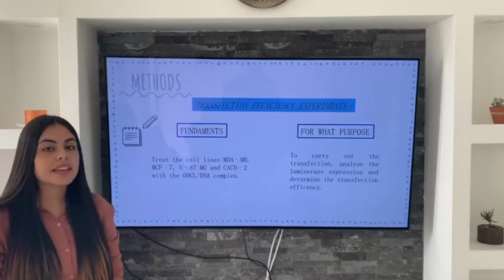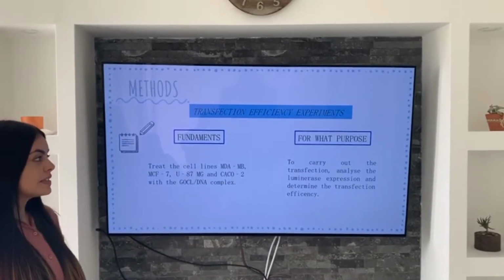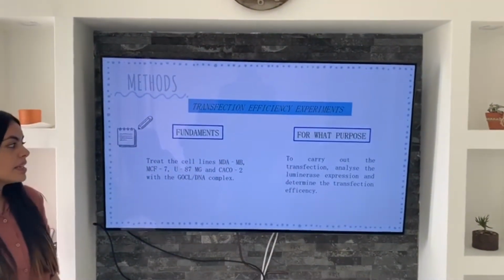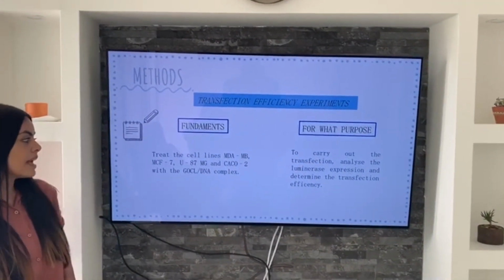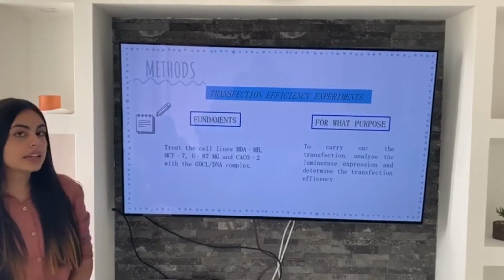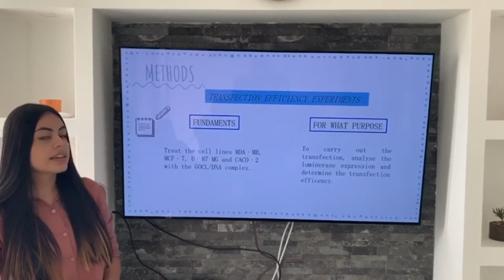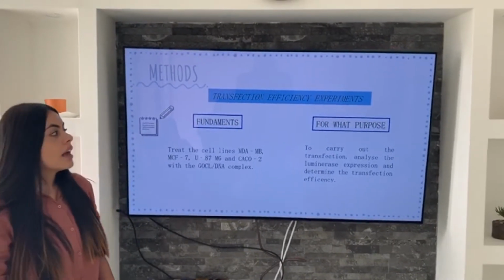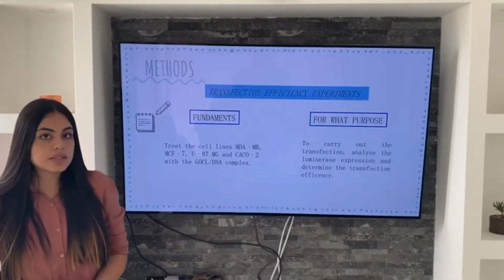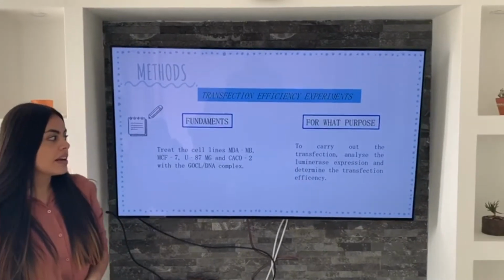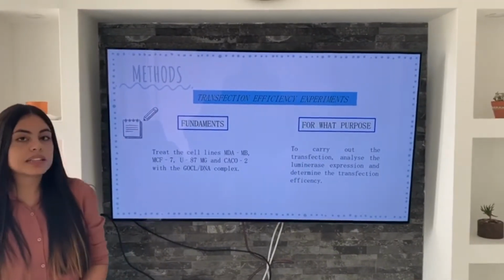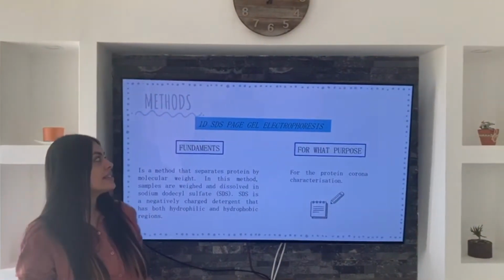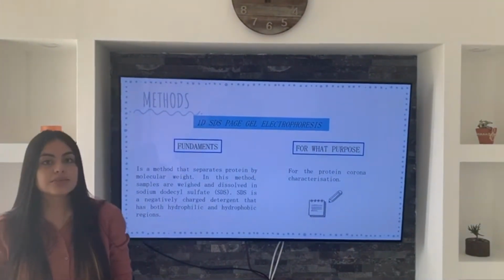The other method is the transfection efficiency experiments, and the fundamentals are to treat the cell lines MDA-MB, MCF7, U87, and Caco-2 with the GOCL DNA complex. And the purpose is to carry out the transfection to analyze the luciferase expression and determine the transfection efficiency. And the last method is 1D SDS-PAGE electrophoresis.